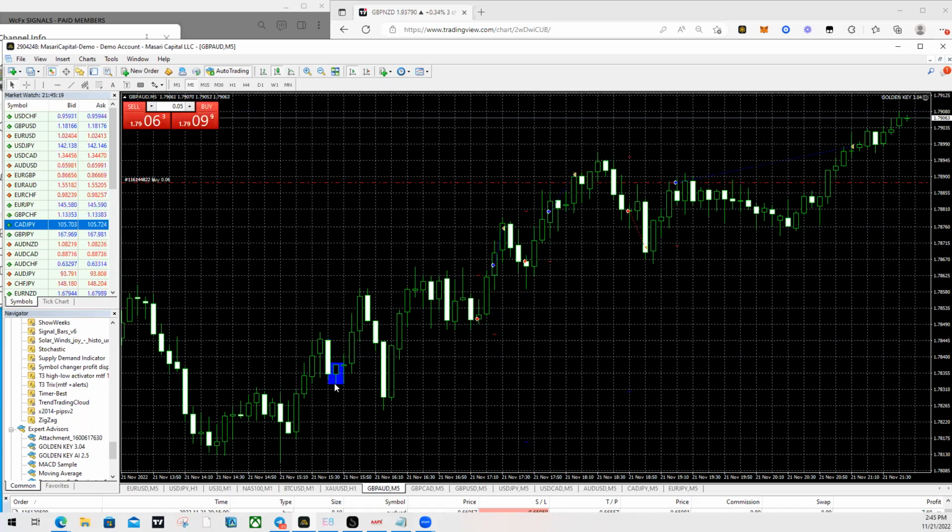Zone is now here. Zone broke, closed, take profit. All right. So that's a sneak peek of the golden key.